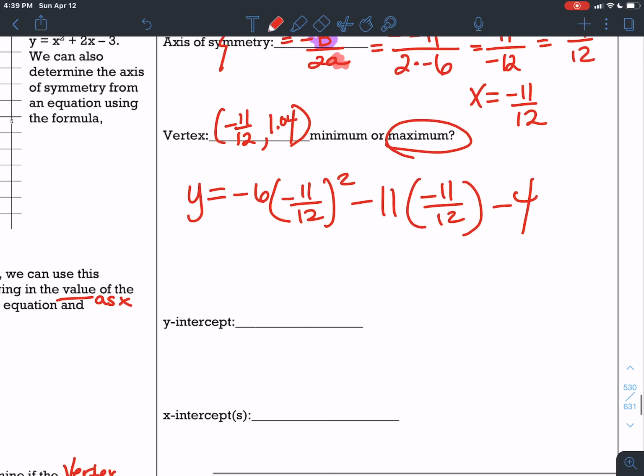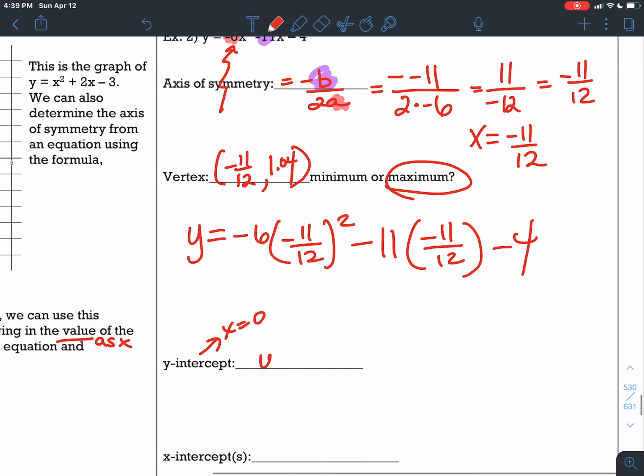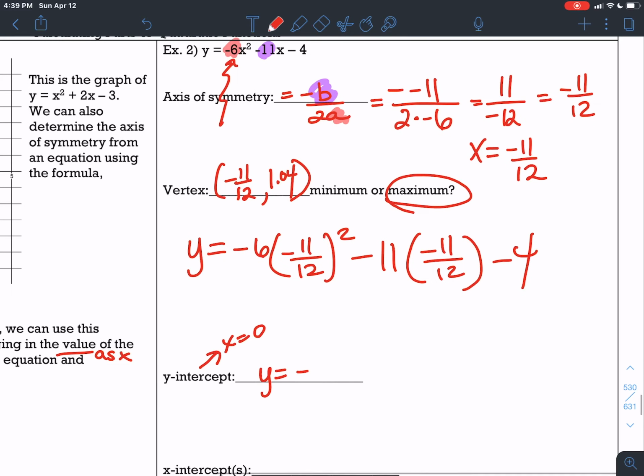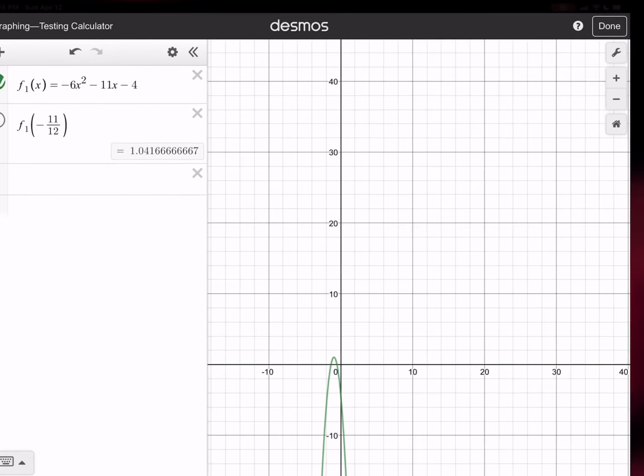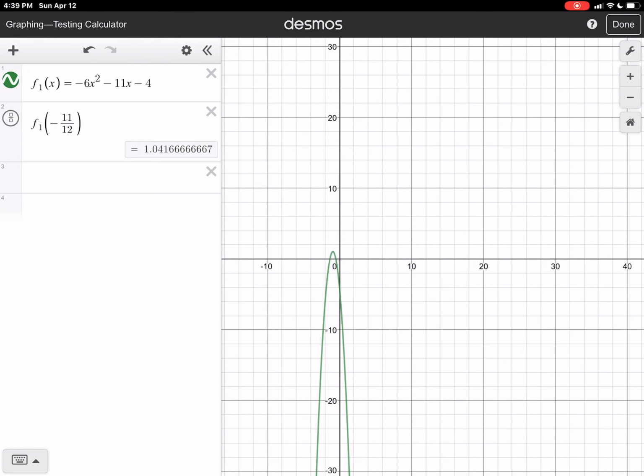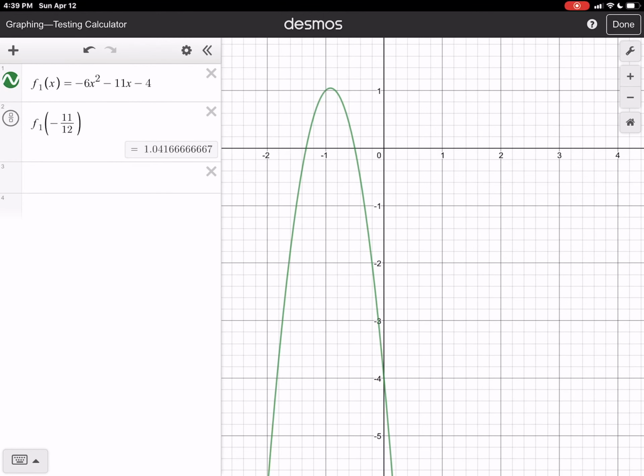My y-intercept is where all my x's equal 0. So I'm going to say y equals negative 6 times 0 squared minus 11 times 0 minus 4. That cancels, that cancels. y equals negative 4, so my y-intercept is located at (0, negative 4). Let's verify this in the calculator. Let's zoom in, and it looks like I do have a y-intercept right there at (0, negative 4).